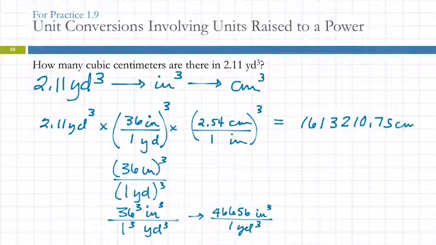How's that for messy? I don't like writing down that many digits. How many significant figures should that answer have? 3. This is exact, this is exact. Starting number had 3, ending number should have 3. So is that 161 cubic centimeters?